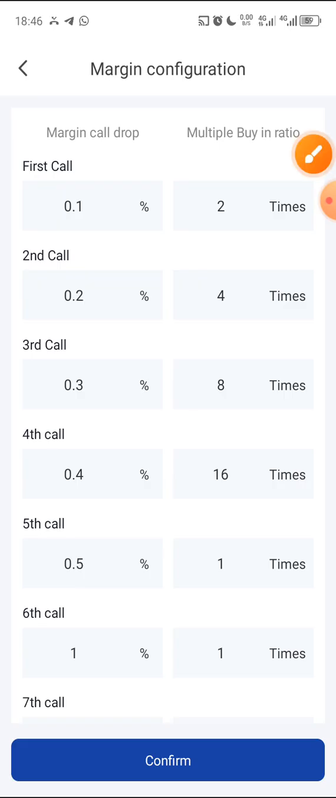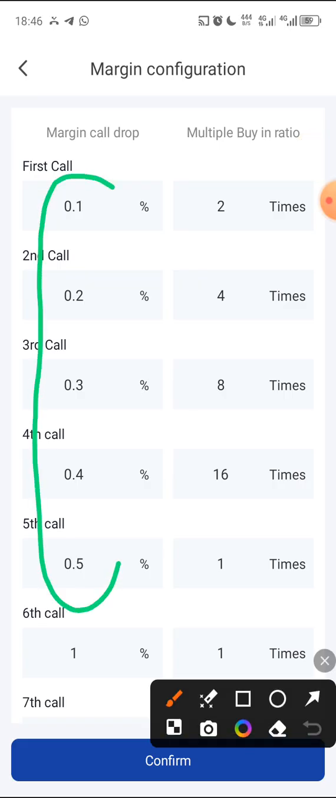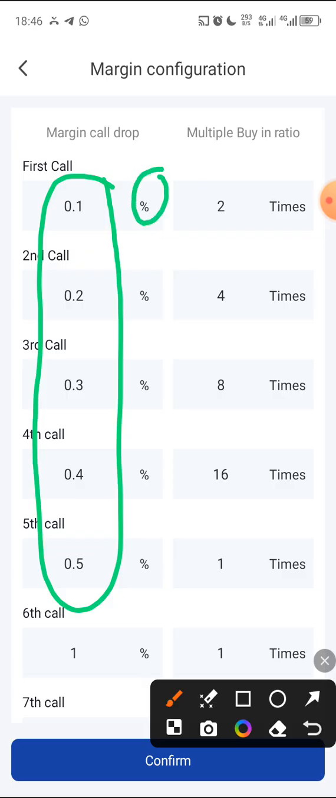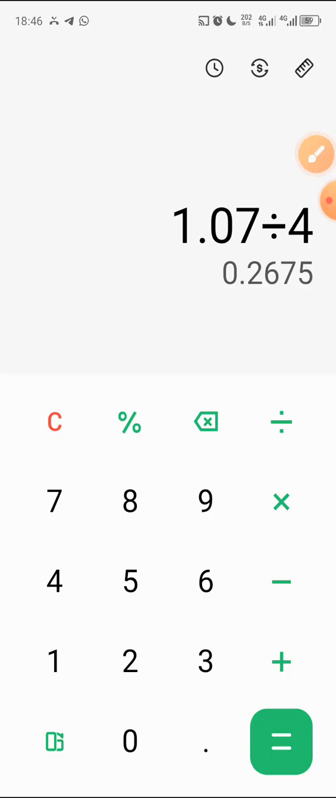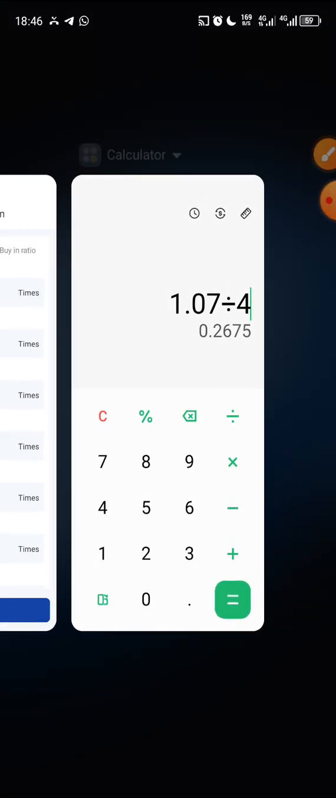Now, you see, this was my settings. But depending on the coin we are going to trade, we decided that we have to put 0.27. Was it like that? Yes, 0.27 when we round off.